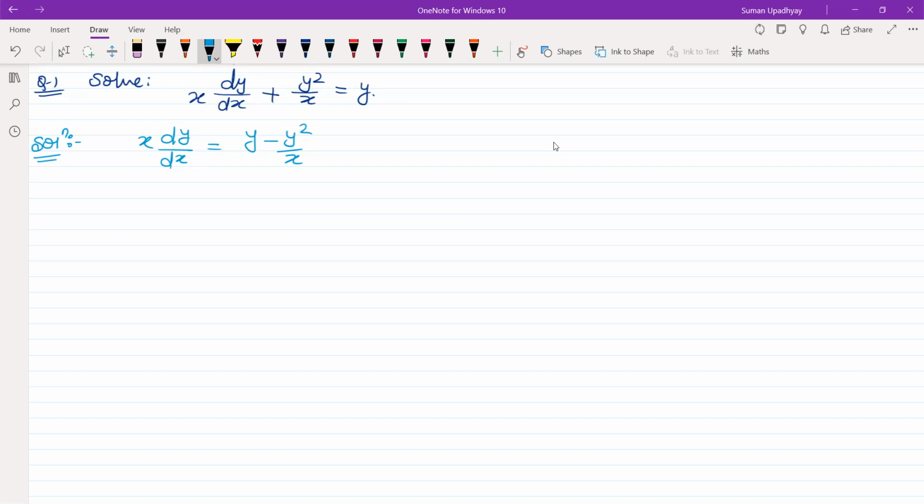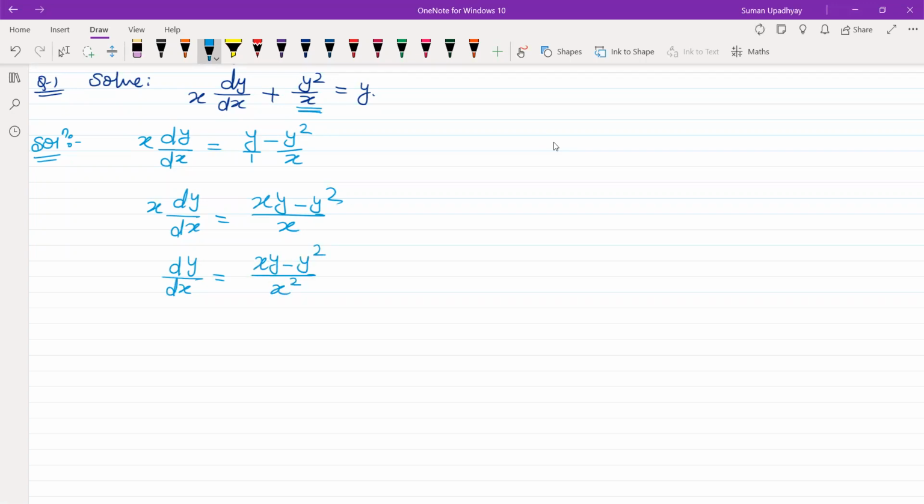Is this correct? What did I do? I took this term on the other side. So here it is with a plus sign, there it will be with a minus. Then x dy by dx, now cross multiply over there so that I'll get numerator and denominator factors. So xy minus y square upon x. Is this understood? I just did cross multiplication. Now you can take x on the other side. What I will get, dy by dx equals x into y minus x minus y square upon x square.